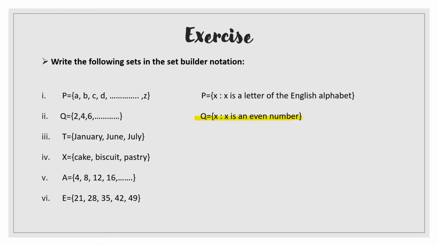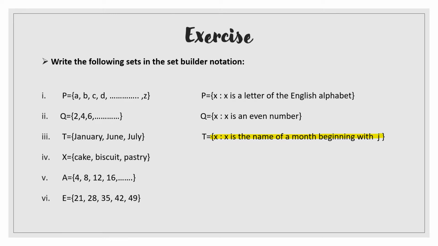even number. T is equal to, okay, here the names of months are written, but only 3 names are written and they are starting with J. So we'll write this set as T is the set of elements x such that x is the name of a month beginning with J.